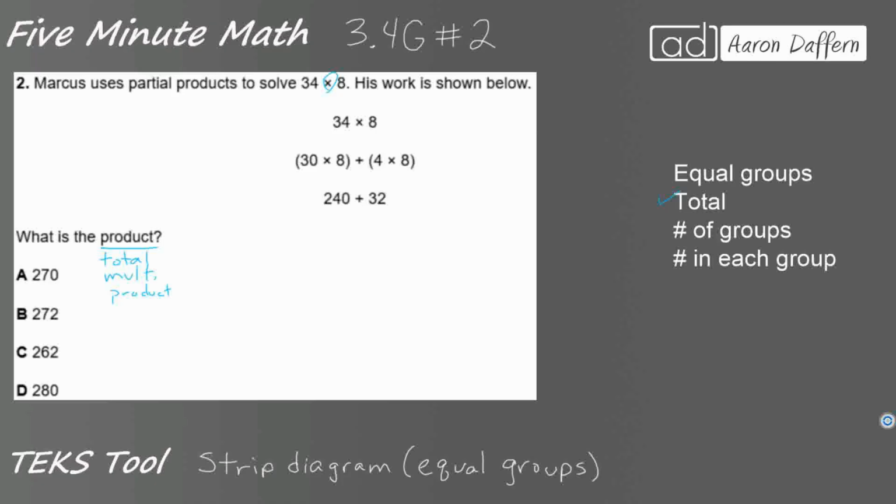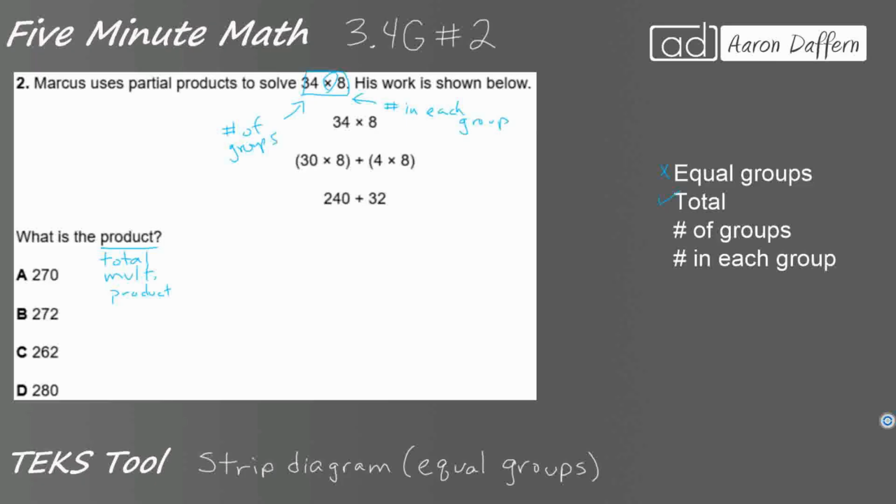We don't necessarily have equal groups, but that's because this isn't a true word problem. We are going to use this 34 times 8 to give us a clue that we're using equal groups. What we need is the number of groups or the number in each group. So we can take a look at it like this. We can say 34 is the number of groups, and then we can say 8 is the number in each group. So we have 34 groups of 8.